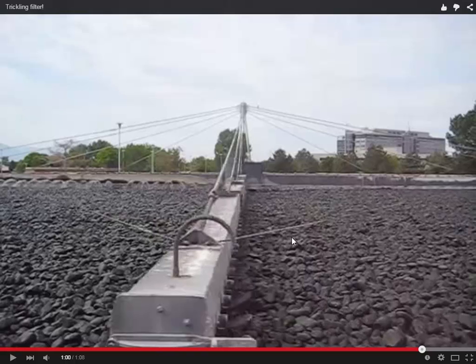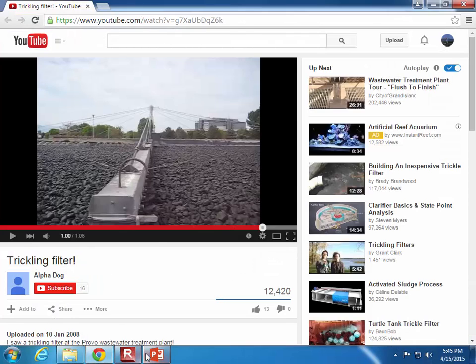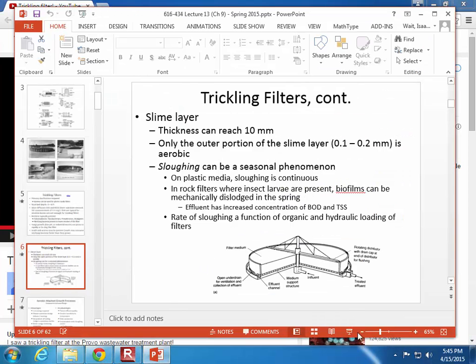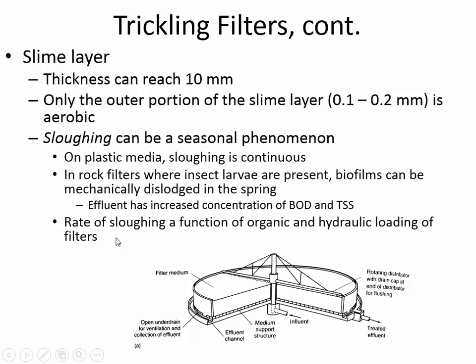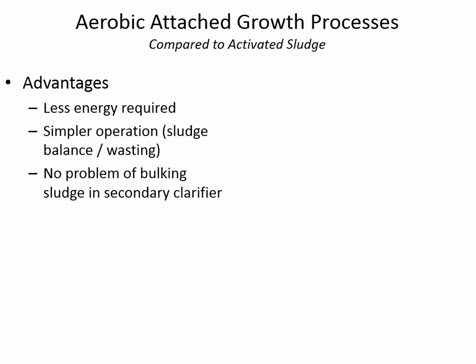And that can happen in the spring just because all of a sudden the microbial balance is changing as it warms up. And so that's why they say it's a seasonal phenomenon. And then how much sloughing occurs depends on the organic load of the waste and how much recirculation is happening and so on.